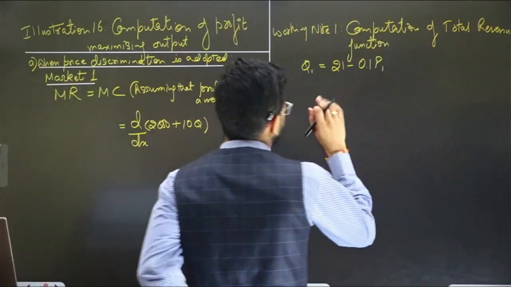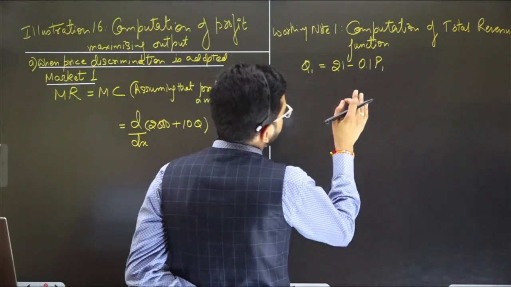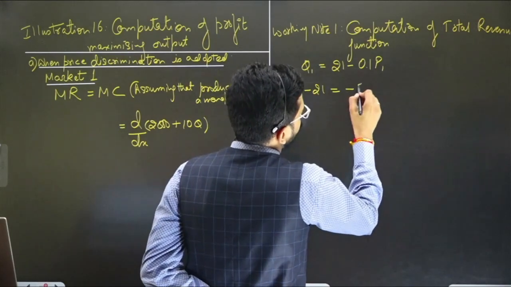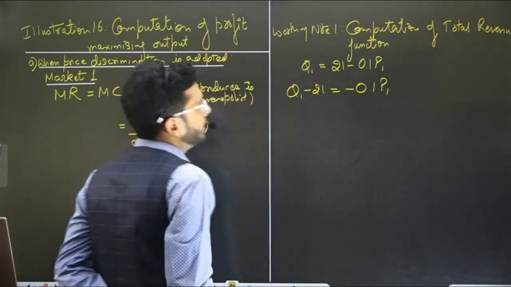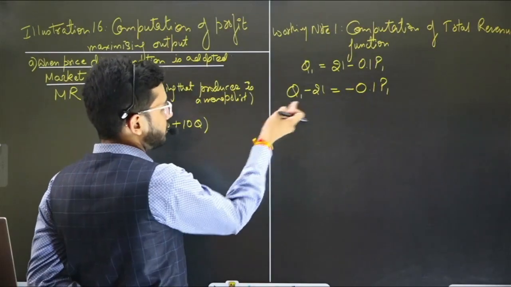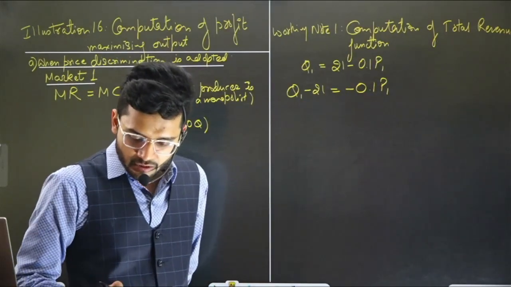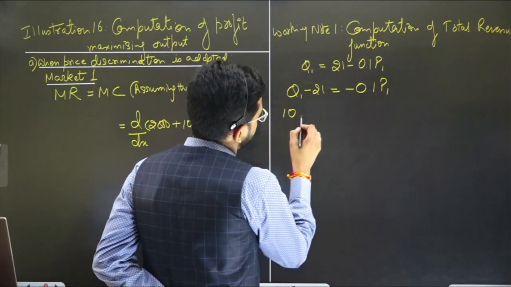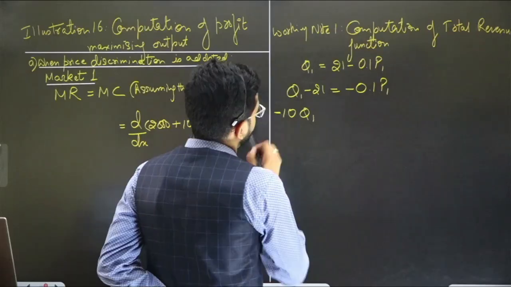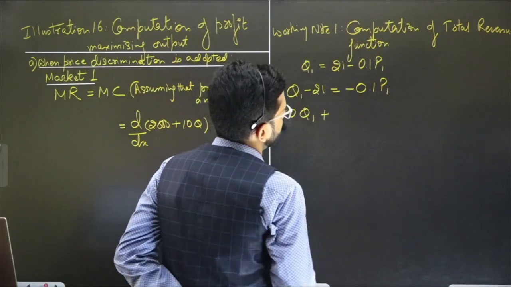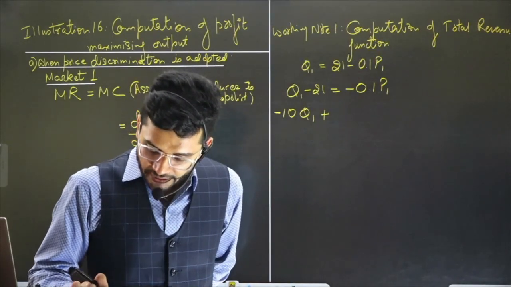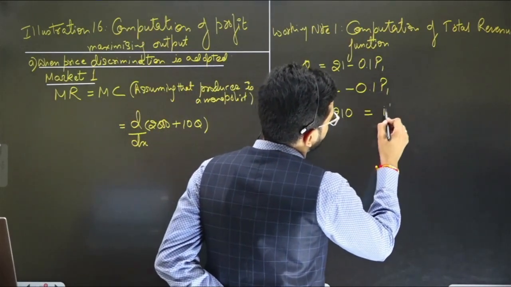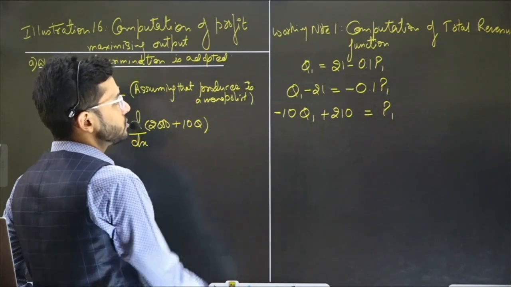Okay, this is the function. Now I need to compute this function with respect to P. So Q1 minus 21 is equal to minus 0.1 P1. Now I'm going to make this 0.1 a denominator over here. So 1 divided by 0.1 is 10. So this becomes minus 10 Q1 plus 21 divided by 0.1, which is 210, plus 210 is equal to P1. That is the entire equation which has come up.